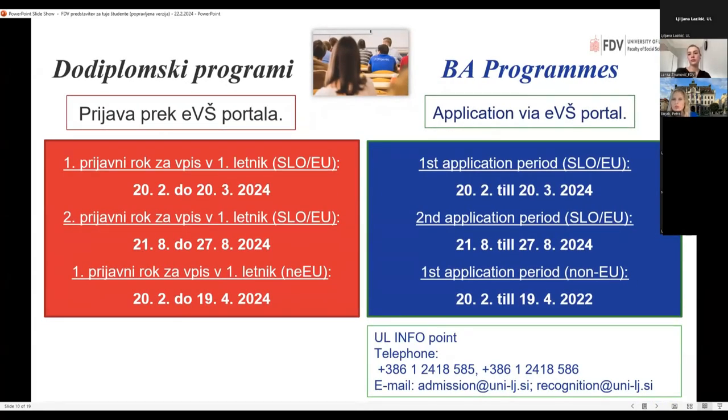All applications go via the eVŠ portal. You can see here that the first application period for Slovenian and European citizens is from 12th of February till 12th of March 2024. The second application period is from 21st August till 27th of August, or 12th till 2024. And the first application period for non-European citizens is from 12th of February till 19th of April 2024. Excuse me, there is a typo in this presentation.